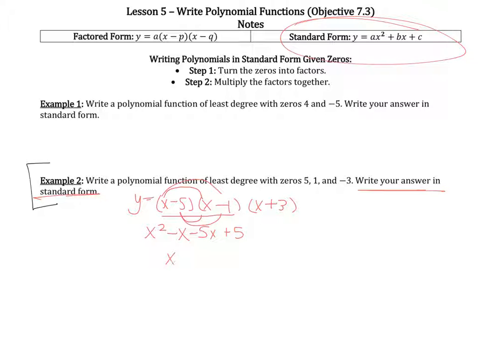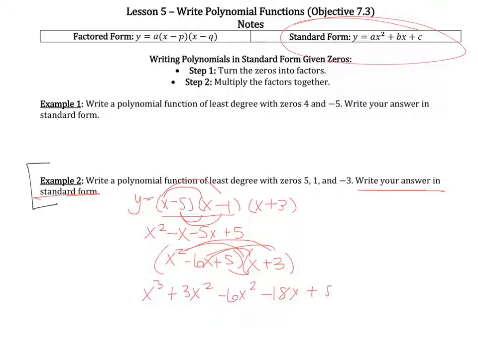I'm going to go ahead and add my like terms. Now I'm going to multiply by that third one. So I'm going to still do everybody meets everybody. X squared meets x, x squared meets 3, -6x meets x, -6x meets 3, 5 meets x, and 5 meets 3.